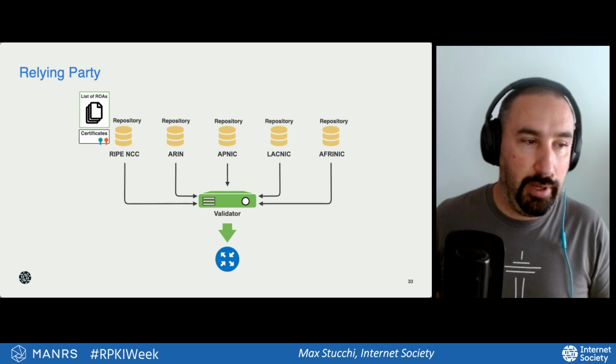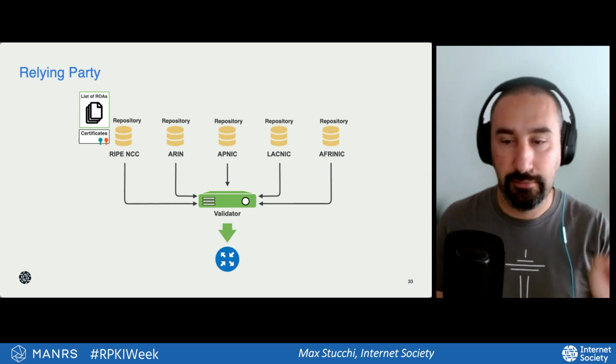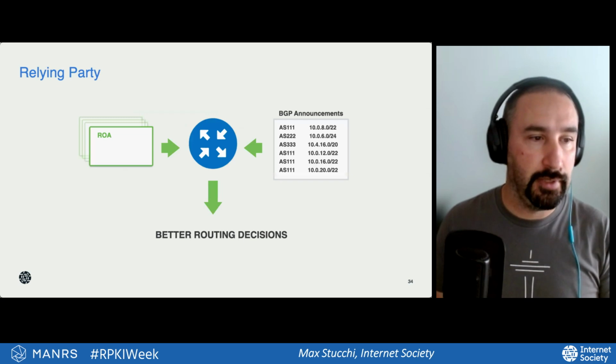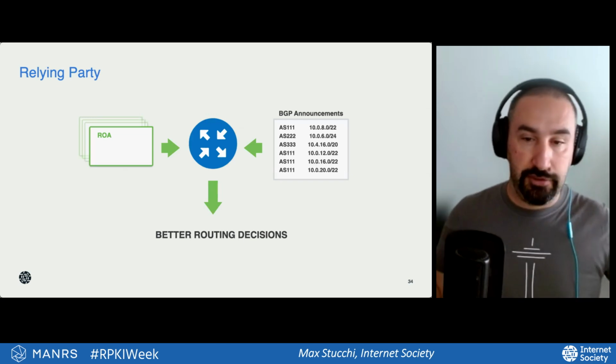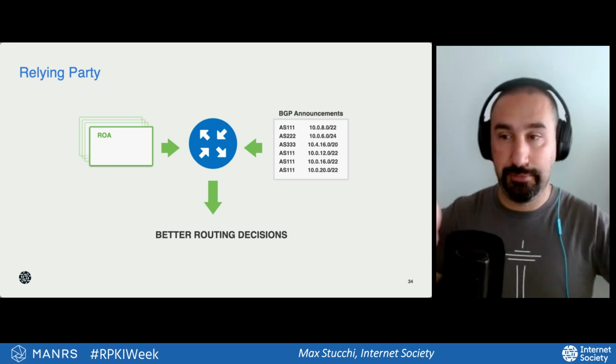Now, the way it works is that all the data gets to the validator, and the validator provides it to the router. And the router, imagine you're a router, you get ROAs on one side, you get BGP announcements on the other.